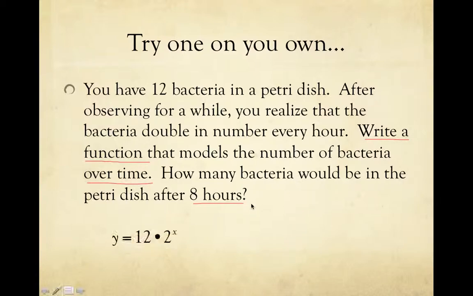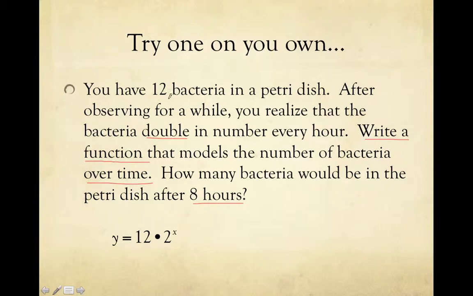All right, so here is a case where we would actually use the first form of the exponential growth model because we're told that the number is doubling every hour. So instead of the 1 plus r form, we would just use the b to the x form because we don't have a percentage rate. We're just told that things double. So that means the b, the growth factor, is going to be 2.